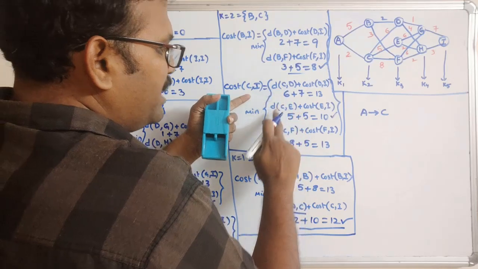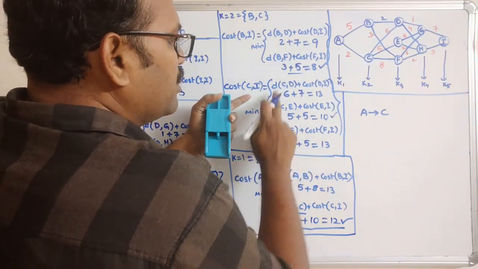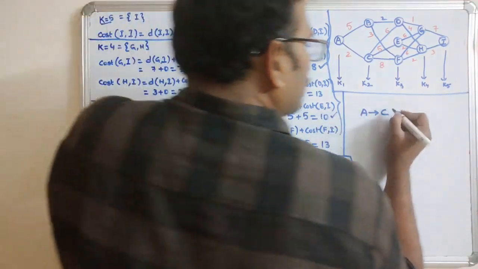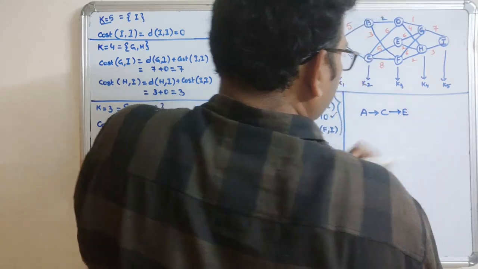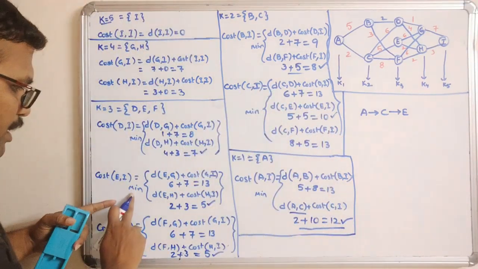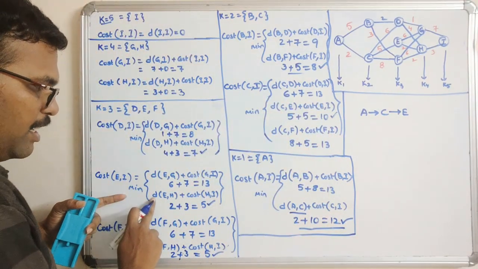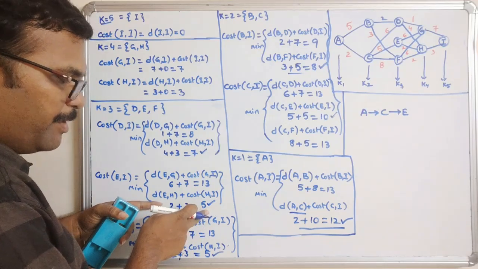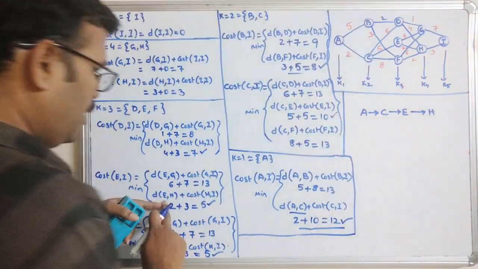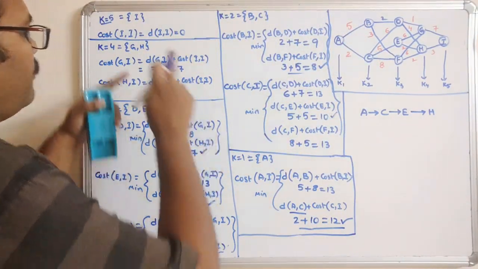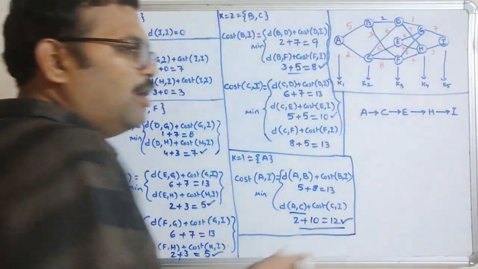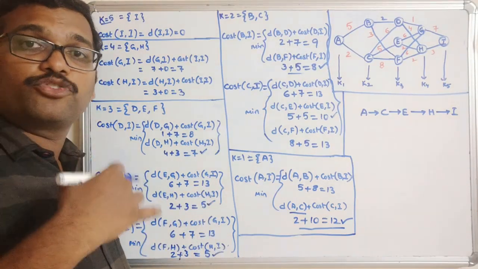In that we have 3 possible paths. Among these 3 possible paths, which one are we selecting as the minimum? That is C to E, so the next vertex is E, and then the cost of EI. Here we have 2 possible paths. Among these two we select E to H because of the minimum cost. And then the cost of HI, which goes to I, the destination. So this gives the optimal result, that means the shortest path from source to destination.